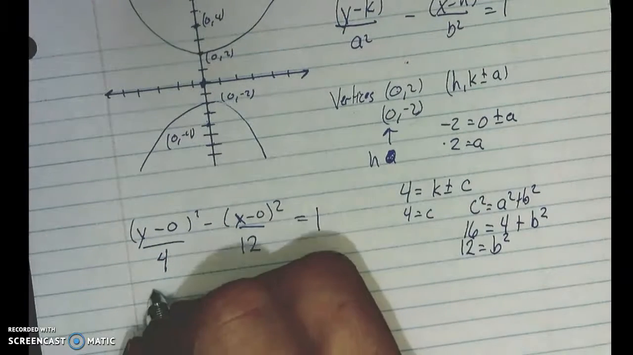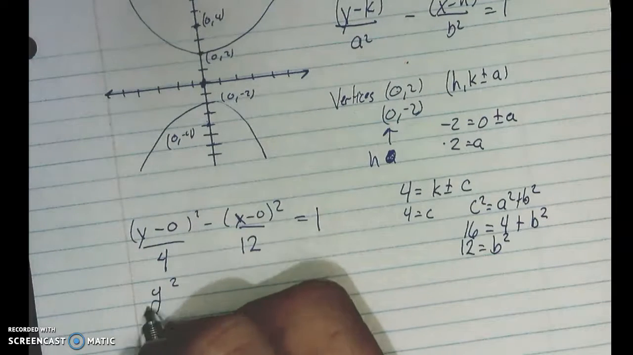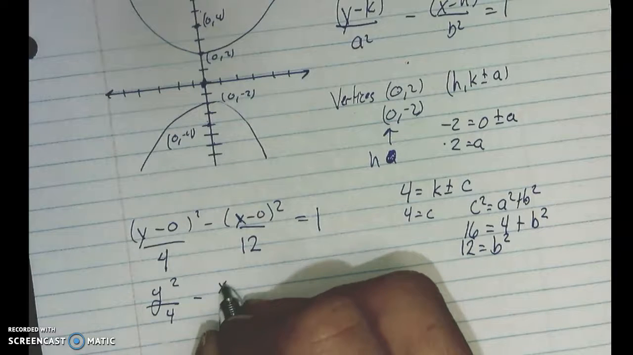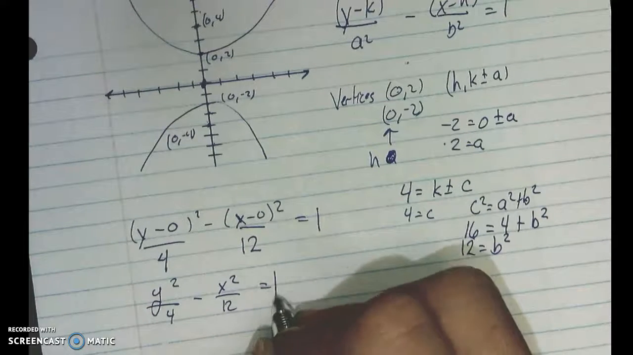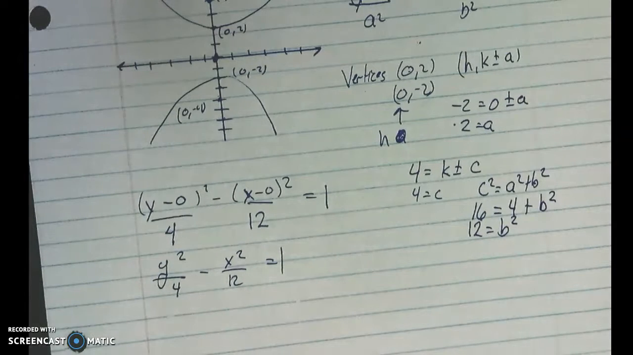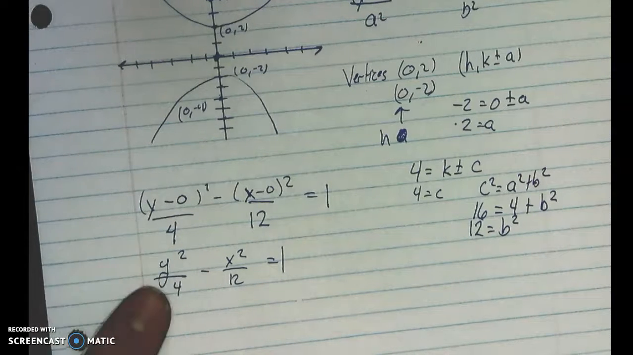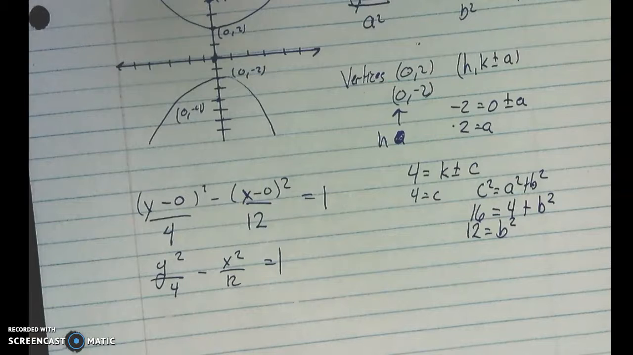So then just to kind of clean it up a little bit, that would be my equation. It's centered at 0, 0, and there are my a squared and b squared. Okay, and then do I have time? I can do one more.